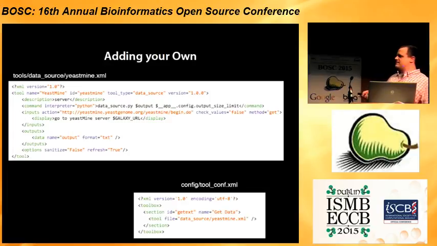I don't have a problem with XML. I like it. It works well. You just specify that the external site that you want to access. This is yeastmine, and then you tell Galaxy to load that tool file.